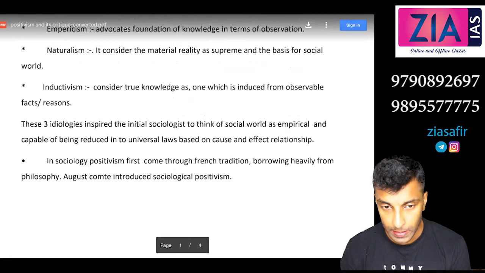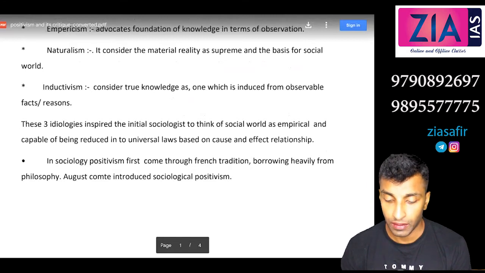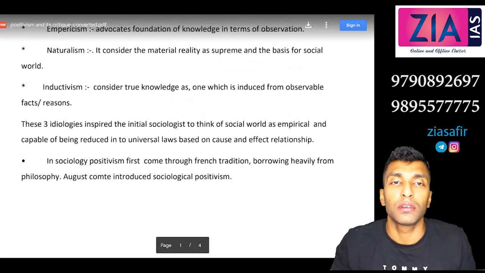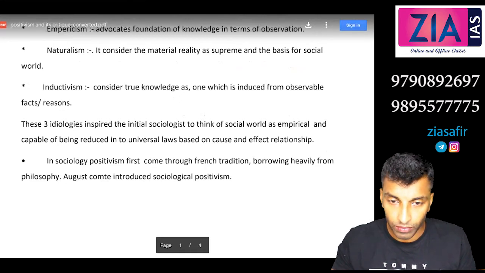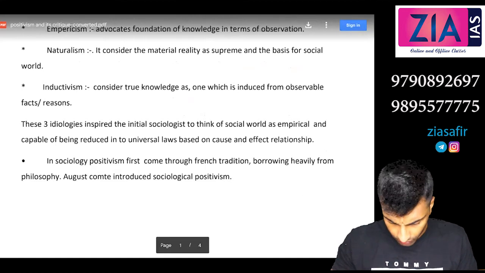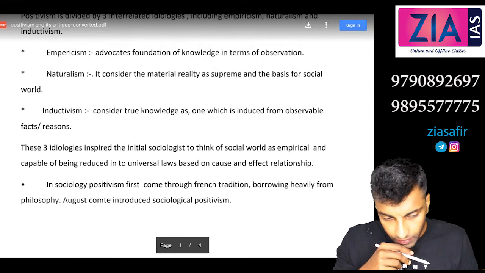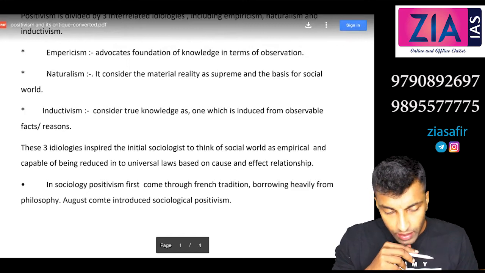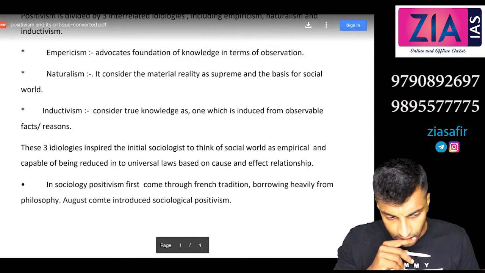Sir, I have a question. Is human behavior an external aspect or an internal aspect? Internal aspect. Sir, empiricism advocates foundation of knowledge in terms of observation. Yes. Human behavior is an internal aspect, so can we observe the internal aspect? In that case also, if internal meanings and internal aspects are there, empiricism is working also. No, I didn't get you. I'm asking, you said that human behavior is an internal aspect, right? So can we observe it or not?